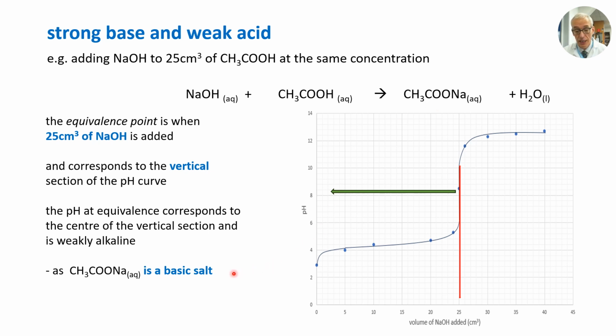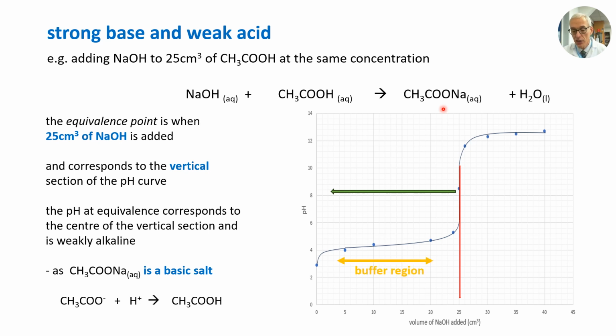Sodium ethanoate is a basic salt. The ethanoate ions released by the dissociation of sodium ethanoate is a proton acceptor. So the concentration of hydrogen ions is decreased by the combination with the ethanoate ion, and therefore an alkaline pH is found at equivalence. So on determining the pH at equivalence, you need to consider the acid-base properties of the salt that is formed.